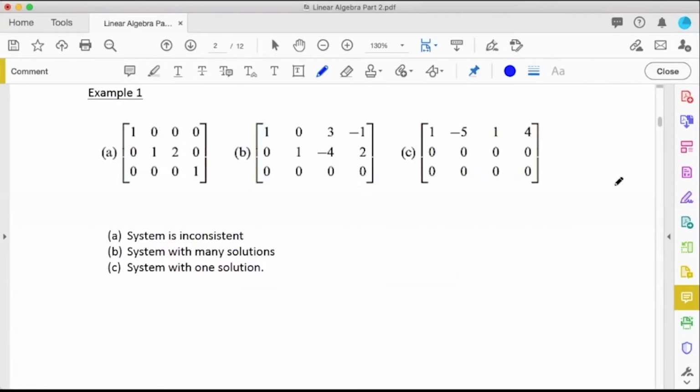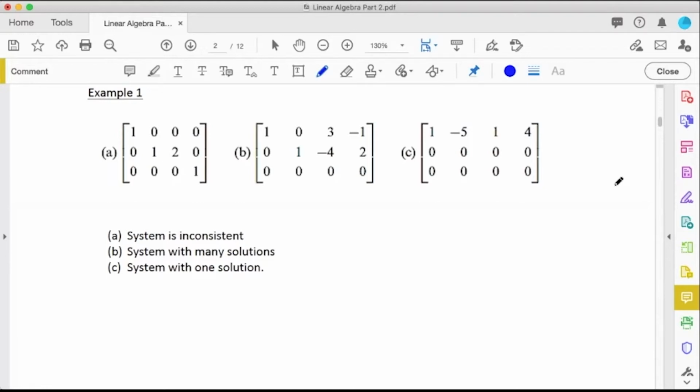So next, consider you have these examples of matrices, where you have matrices A, B, and C. If you try to solve the matrix, the solution for the matrix can come in 3 different types. The matrix can be inconsistent, or it can have many solutions, or it can have only one single solution, or a unique solution. Okay, so let's look at the examples.